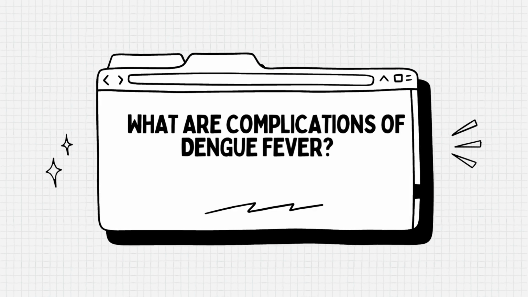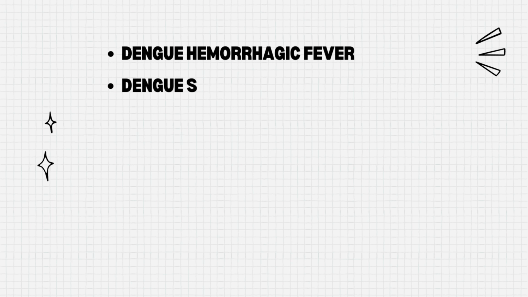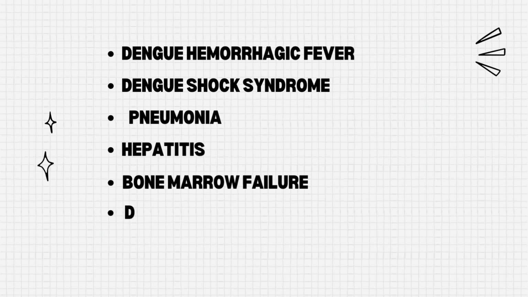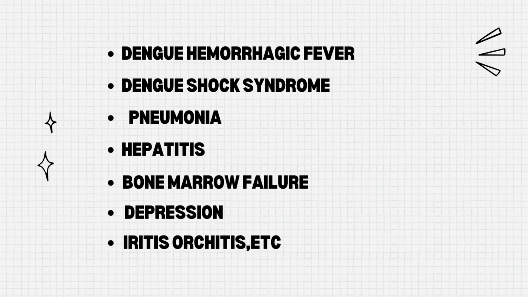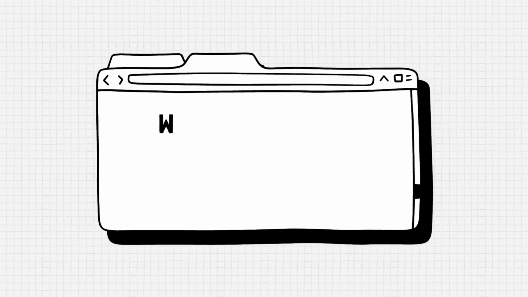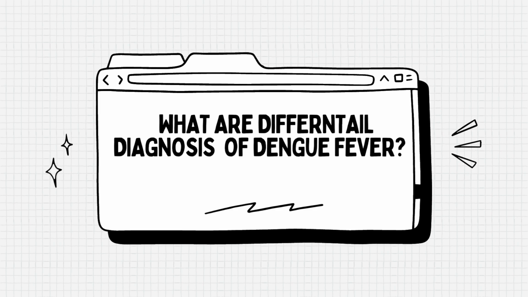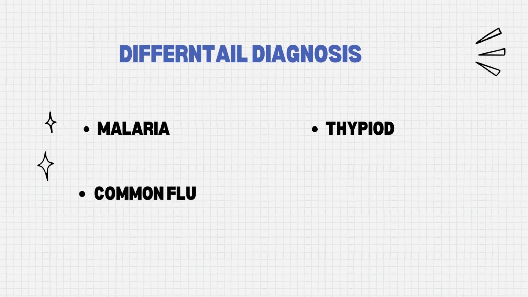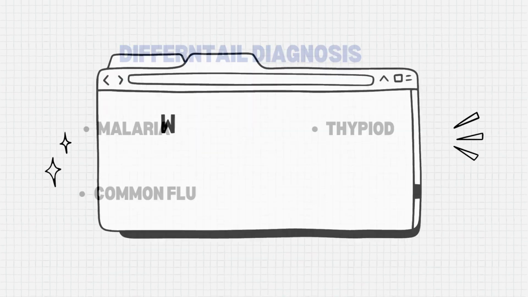What are complications of dengue fever? In extreme cases, dengue can cause both dengue hemorrhagic fever and dengue shock syndrome that causes circulatory collapse. These both conditions are life-threatening conditions. Other than these two major complications, some patients may develop pneumonia, a serious lung infection, hepatitis, bone marrow failure, depression, iritis, orchitis, etc. Now we will discuss some differential diagnosis which you will consider if a patient comes to you with fever: malaria, typhoid, common flu and many other viral illness due to diarrhea, body pain and bleeding tendency.